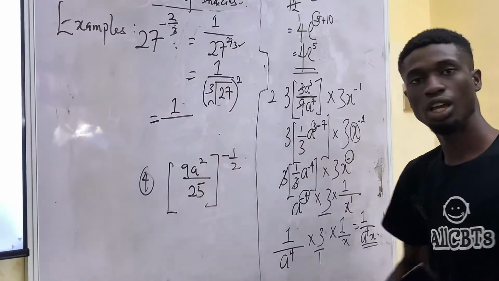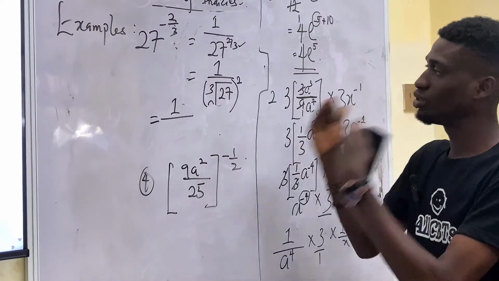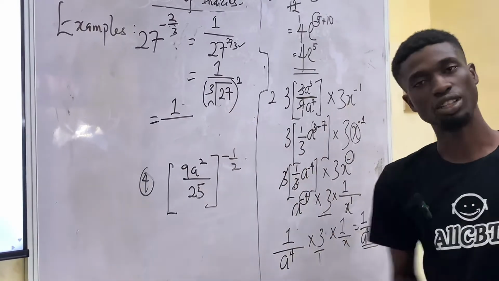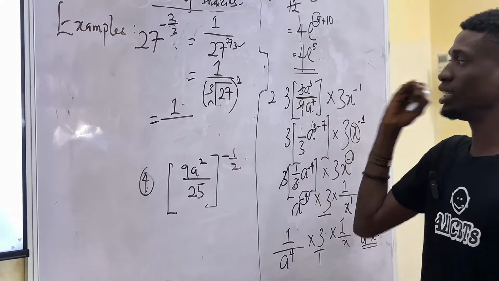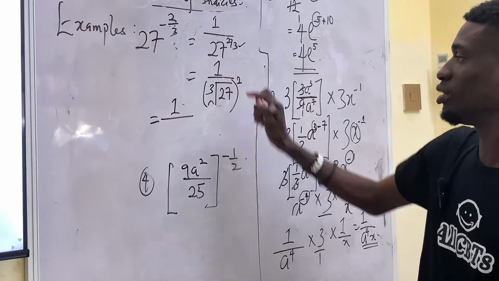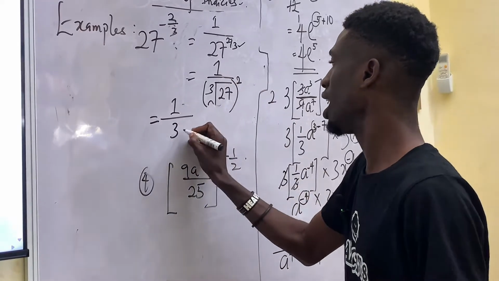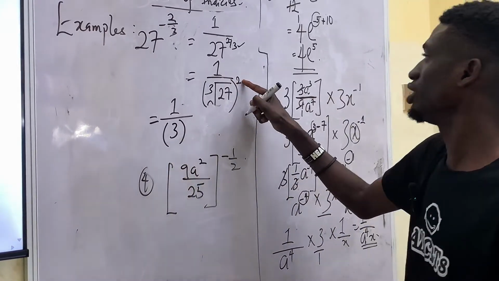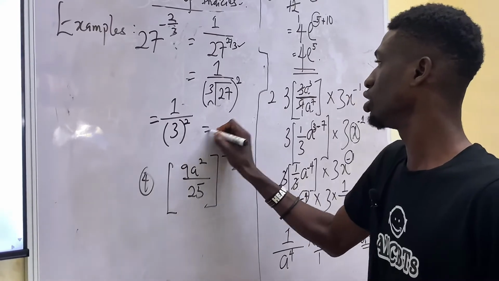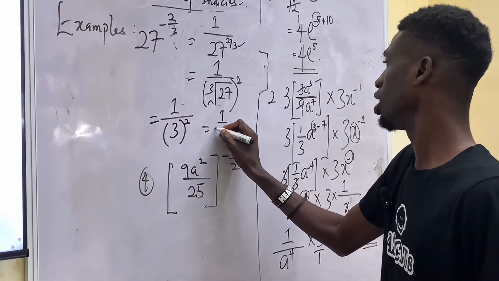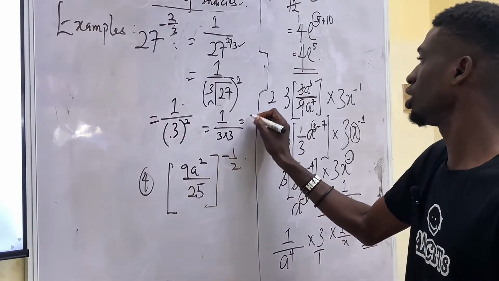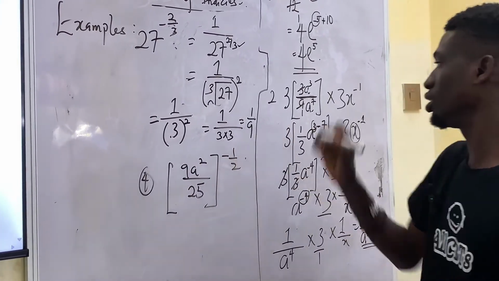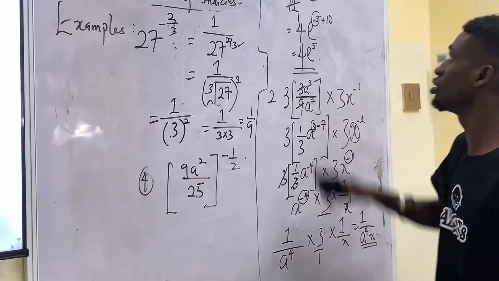27, that means the number you are going to multiply 3 times to give you 27. And what is the number? The number is 3 multiplied by 3 multiplied by 3. So what's in the bracket now has been simplified to 3. Then everything is raised to power 2. So you have it as 1 all on 3 square, which is 3 times 3, which will give you 1 over 9. That's the solution to this question.